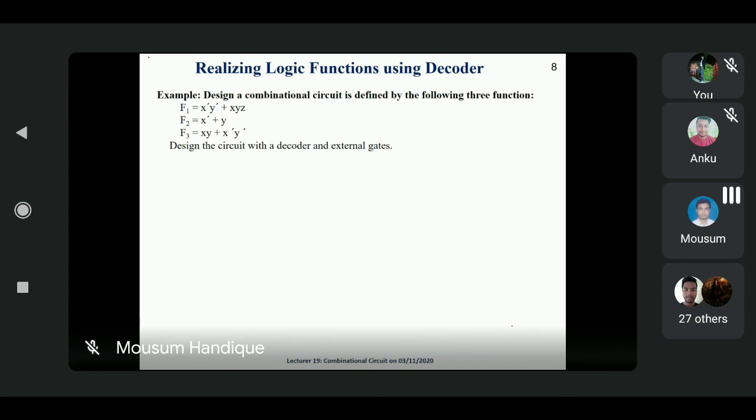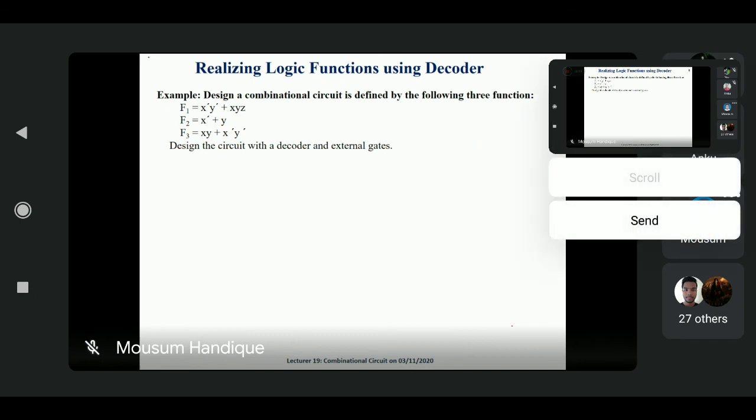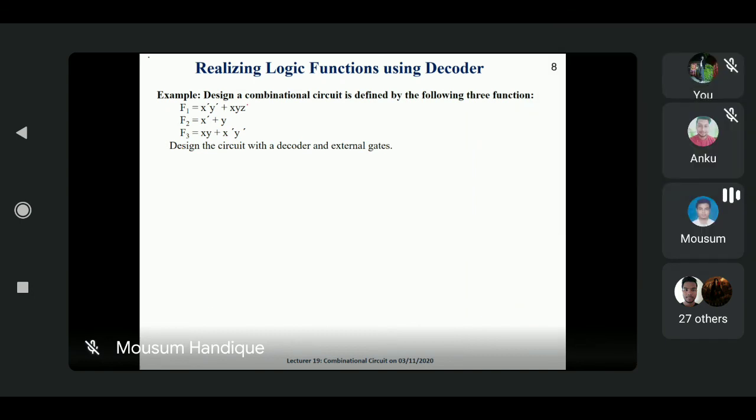Now what happens? How can we realize a logic function using a decoder? How are we actually using the decoder? Suppose there are some particular functions. With the help of this particular function, you can design it using the decoder with external gates. Because for this function some particular gates are required. Can you tell what the solution of this one is? How can we solve this one?